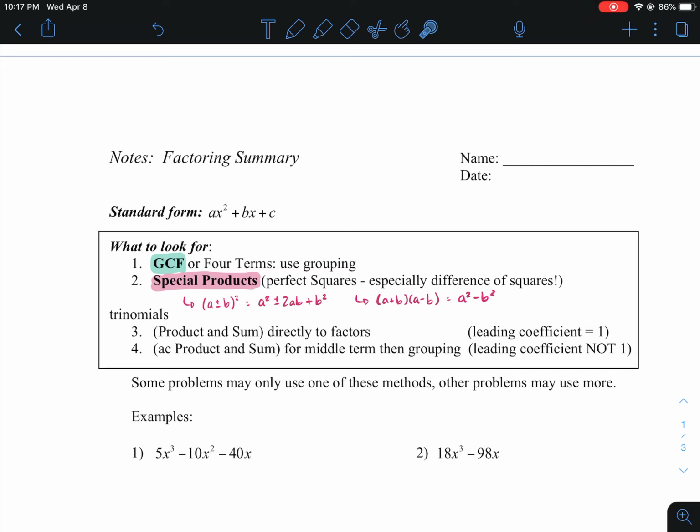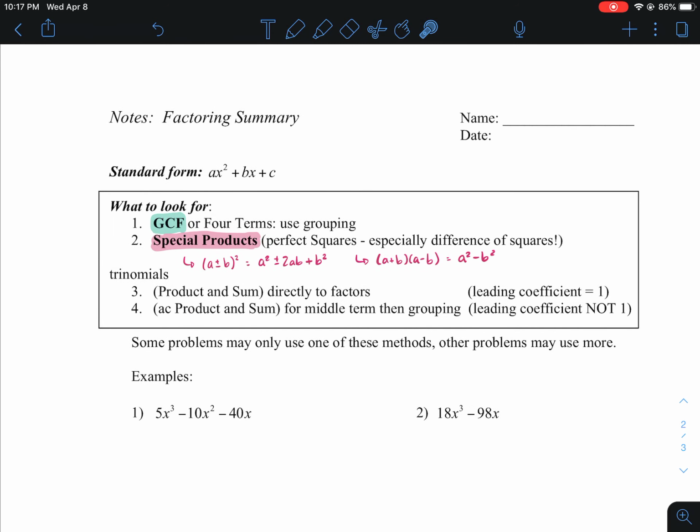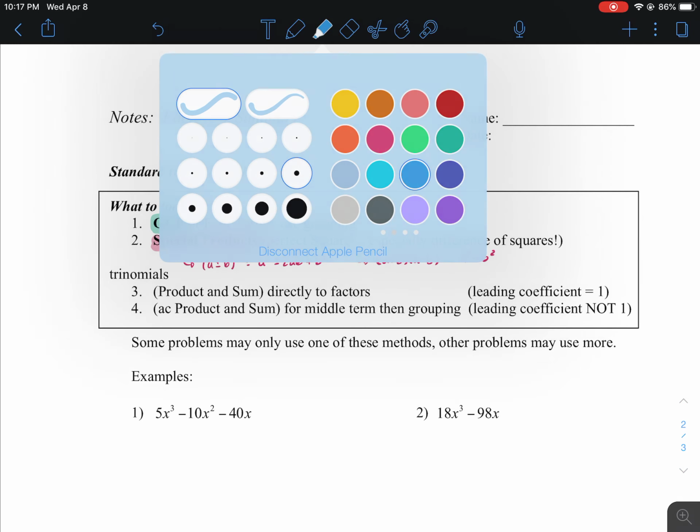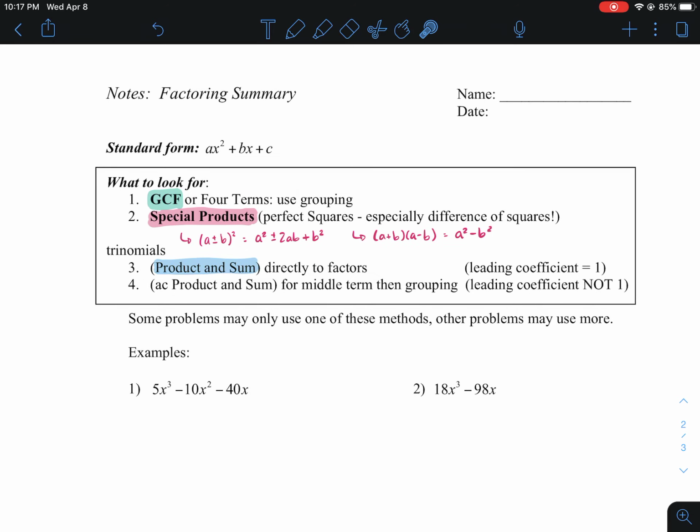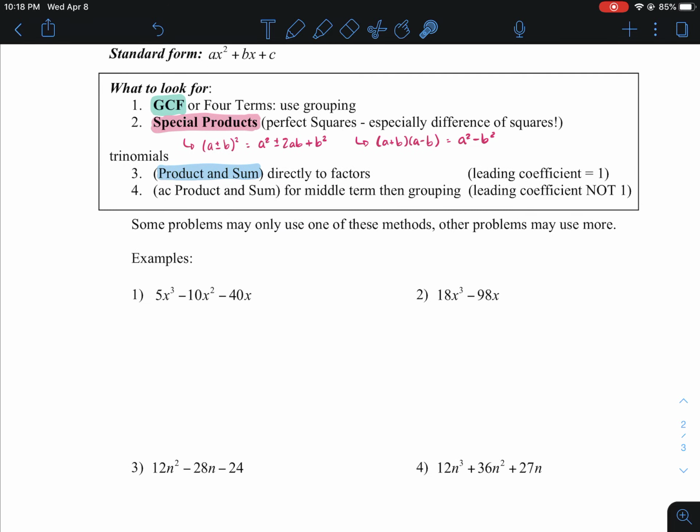Now, if we have checked for a GCF and factored it out or not, and we don't have a special product, but looking at standard form, if we have a leading coefficient of 1, if that a value is equal to 1, then we can move forward with product and sum, where we want a product of c and a sum of b, okay? And then lastly, if we have a leading coefficient that is not 1, where a isn't equal to 1, then we would find the product of a times c and the sum of b and factor by grouping, okay?